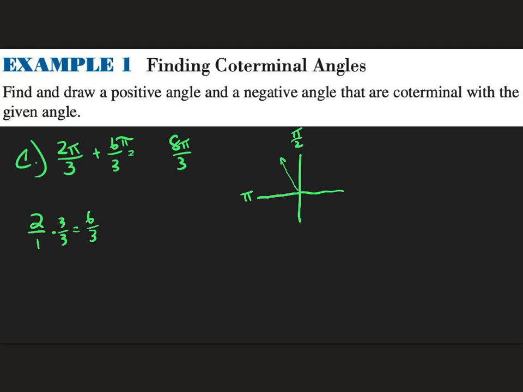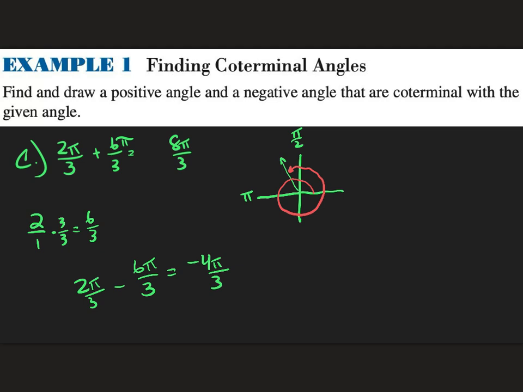So if I go around from here another 360 degrees, I get to here. And then what I'm going to do is subtract 2 pi. So I'm going to take 2 pi and subtract 6 pi over 3. I could have just kept adding another 360, but we got negative 4 pi over 3 radians.